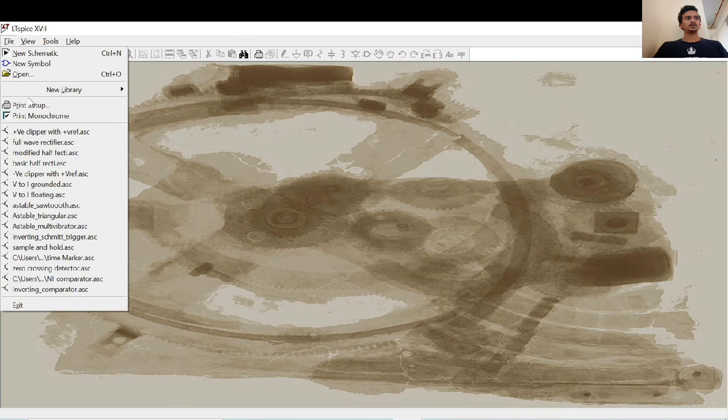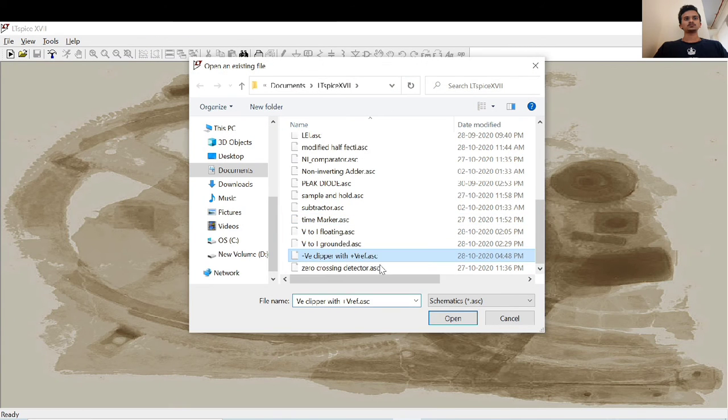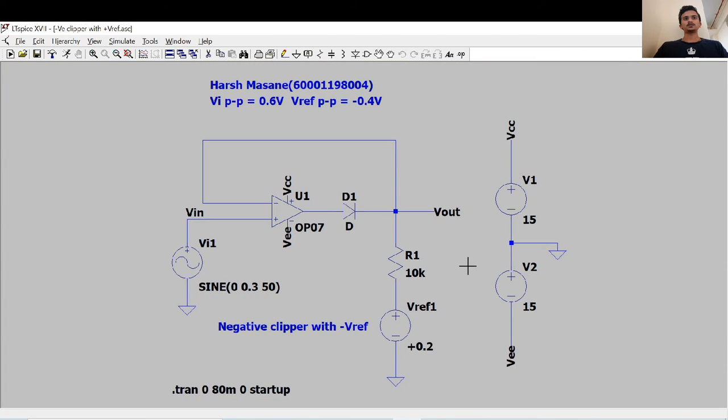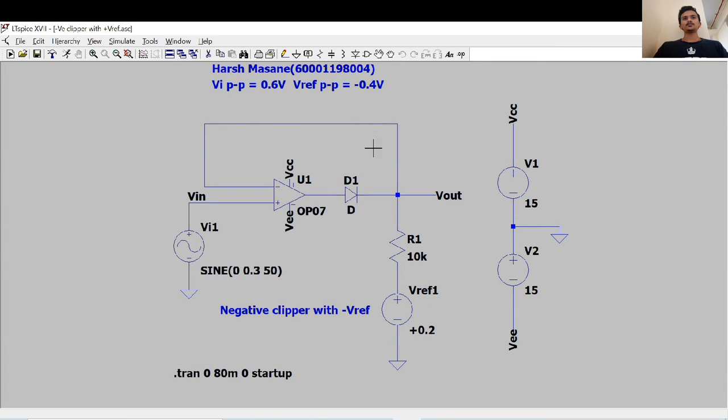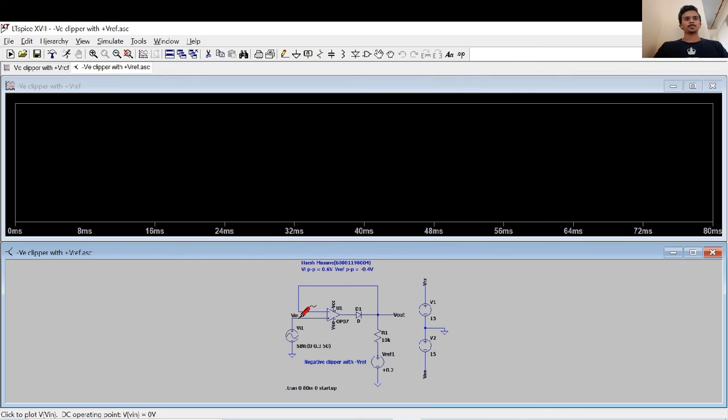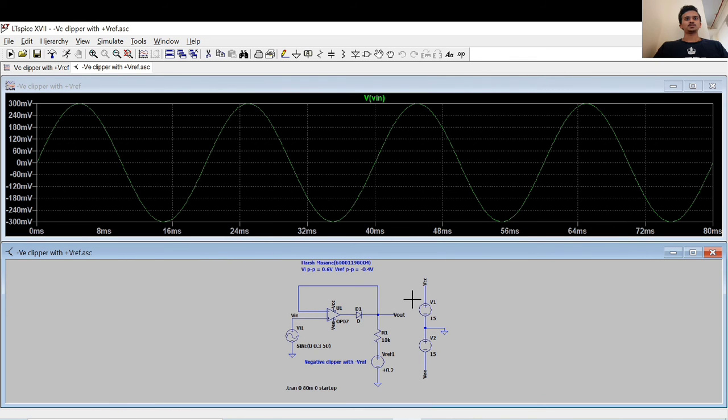So let's open the negative clipper. In this negative clipper, there is no difference, only we change the direction of the diode. So here we'll first go for the Vref of plus 0.2 volts. So let's run this. So here is the input signal, and see the output we get. So here the negative cycle is clipped. Only I get the output from 0.2 volts to plus 0.3 volts.